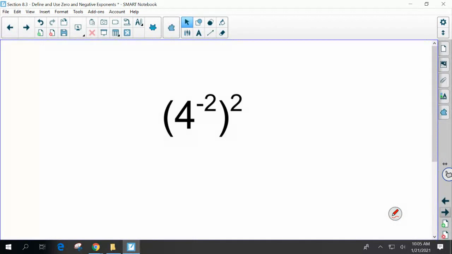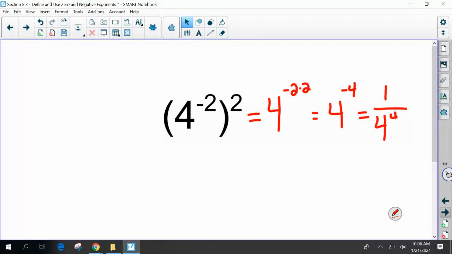4 to the negative 2 raised to the second power. So that's product or power to a power. So this would be 4 to the negative 2 times 2, which is 4 to the negative 4. And I cannot leave that negative, so I have to drop it under 1. So 1 over 4 to the 4th. And then I can go ahead and calculate 4 to the 4th and get 1 over 256.